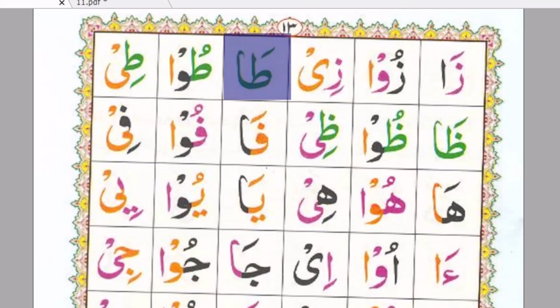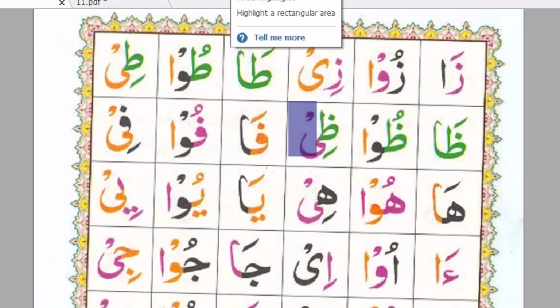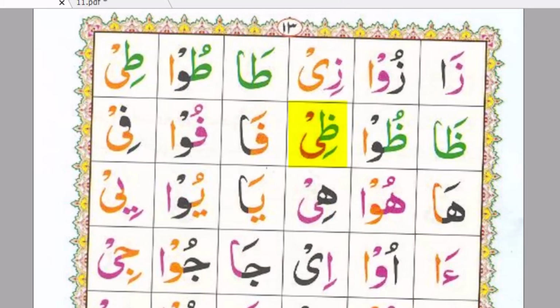Ta Alif Fatha, Ta, Ta Waw Dhamma, Tu, Ta Ya Kasra, Ti. Next is Wa. Wa Alif Fatha, Wa, Wa Waw Dhamma, Lu, Wa Ya Kasra, Ghi. Next is Fa.